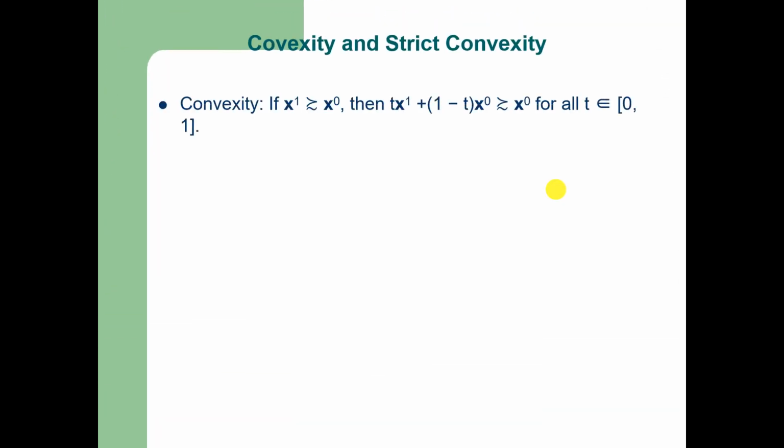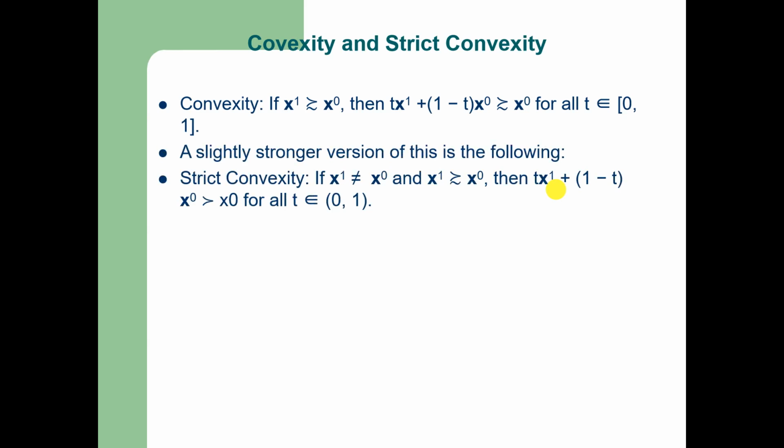Now we discuss convexity and strict convexity. If bundle x1 is at least as good as x naught, then the combination t x1 plus 1 minus t x naught is at least as good as x naught for all t in the interval 0 to 1. A slightly stronger version of this is the following. Strict convexity: if x1 bundle is not equal to x naught and x1 bundle is at least as good as x naught, then the convex combination t x1 plus 1 minus t x naught is strictly preferred to x naught for all t in the interval 0 to 1.